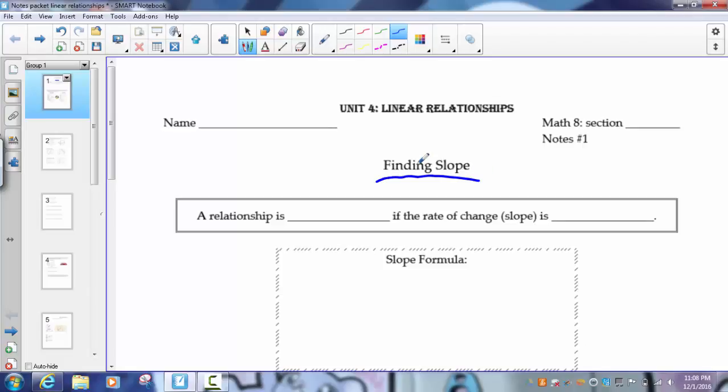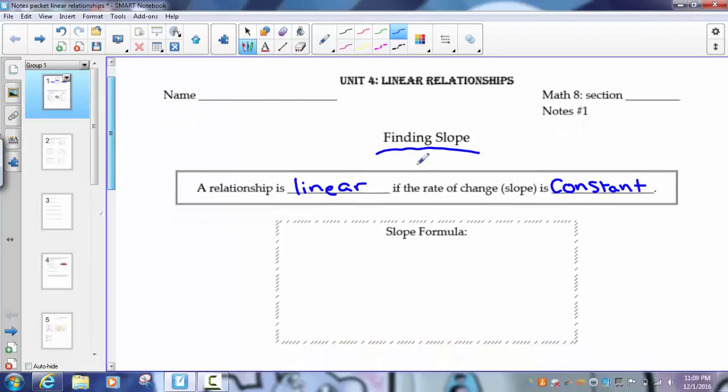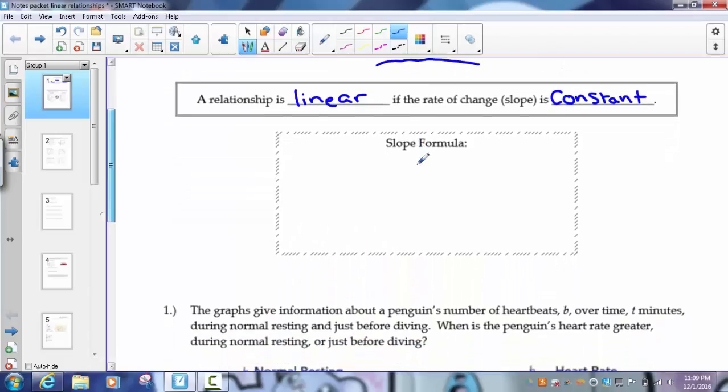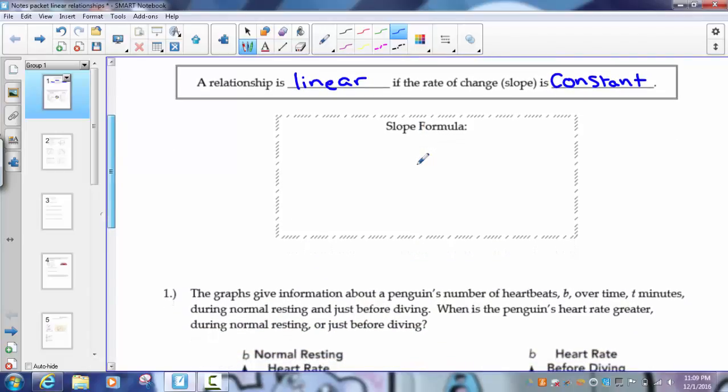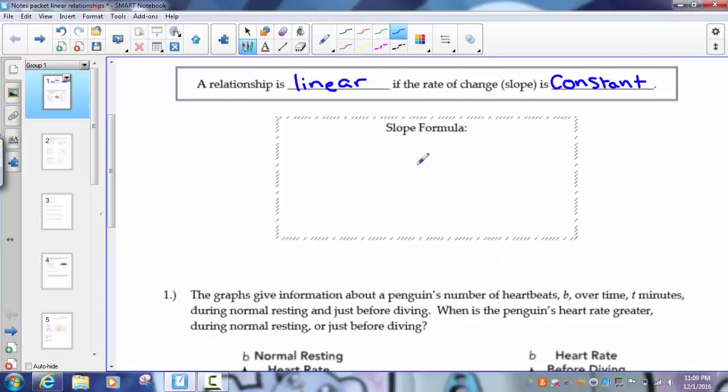Here it says the relationship is linear if the rate of change, or the slope, is constant. And this is something we've been talking about quite a bit: how you know that a relationship is linear if there is a constant rate of change. Okay? Specifically today we're going to talk about the slope formula because we can find the slope even if we're not given it right away.